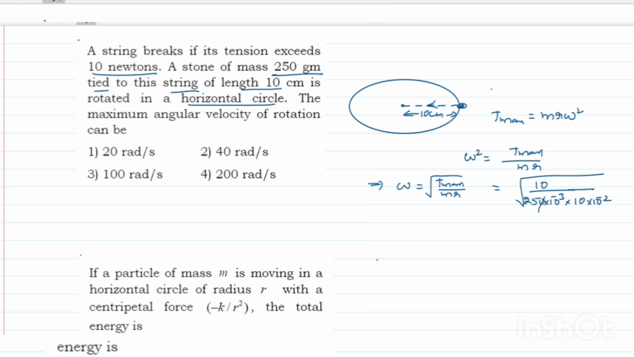Here the 10 power minus 2 gets cancelled, and this one is 10 power minus 3 being in the numerator, so it becomes 10 into 1000 by 25. So 25, 4 times it is going, so 4 into 100 will be 400. Under root 400 is nothing but omega value, we will be getting as 20 radian per second.